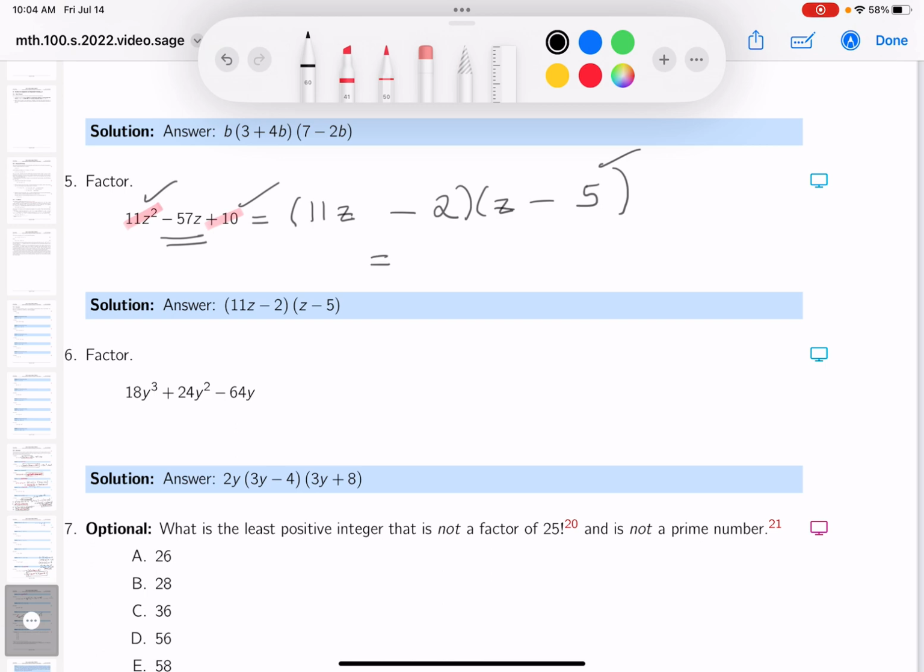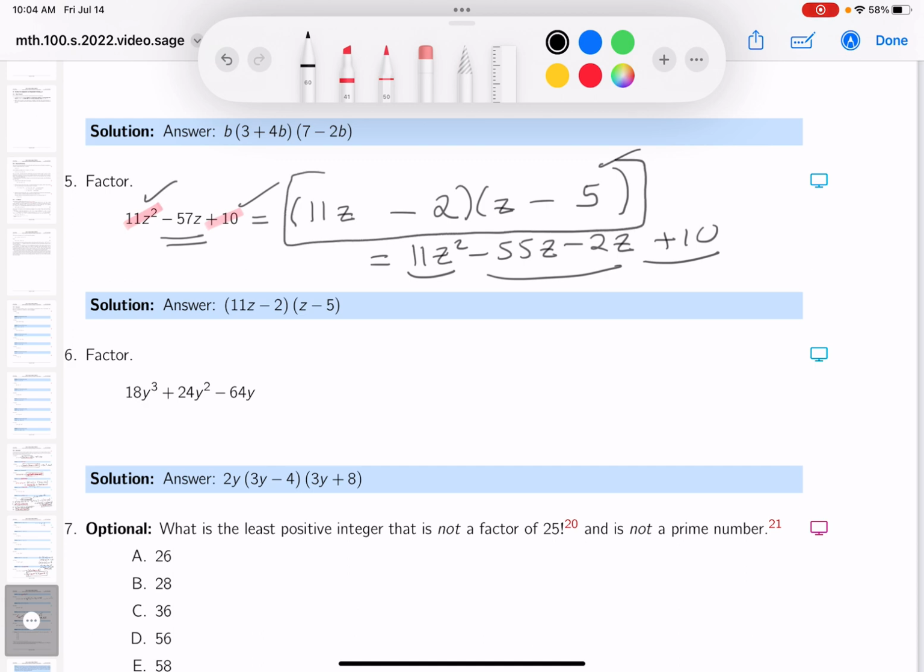Now, let's see if this works out. So what I'm going to do, let's multiply it out. What do you get? 11z squared minus 55z minus 2z plus 10. We definitely get the first term. We definitely get the last term. What's the sum there? It's minus 57. This is the correct factorization. Let's look at the answer key. 11z minus 2, z minus 5.